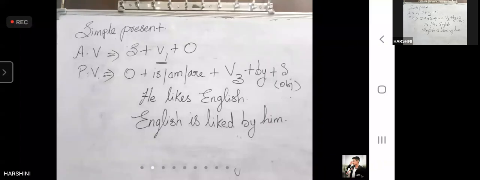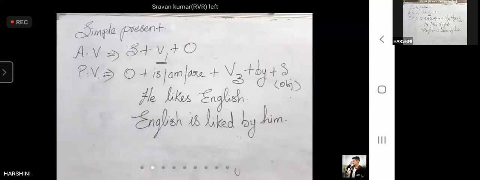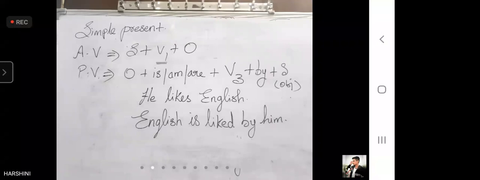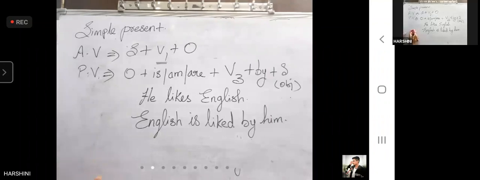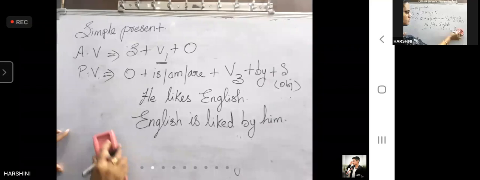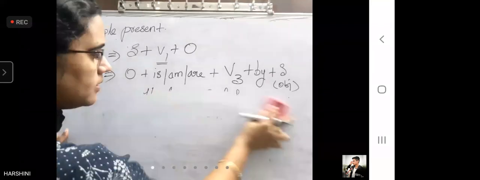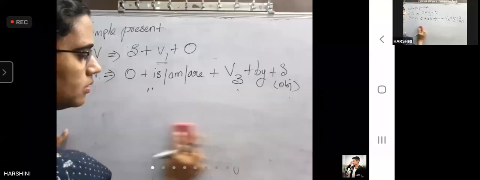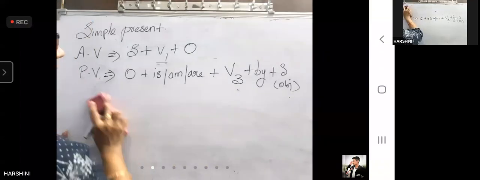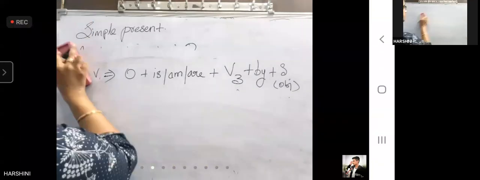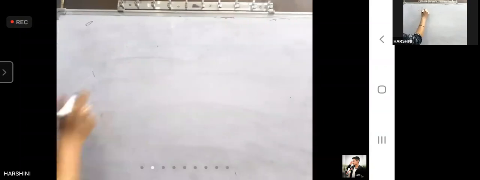Is it clear, friends? Yes, ma'am. Okay, thank you. That completes your present. It is finished. Hey, engineering students, come on, fast. You can write the example. Now I'm going to write simple past.